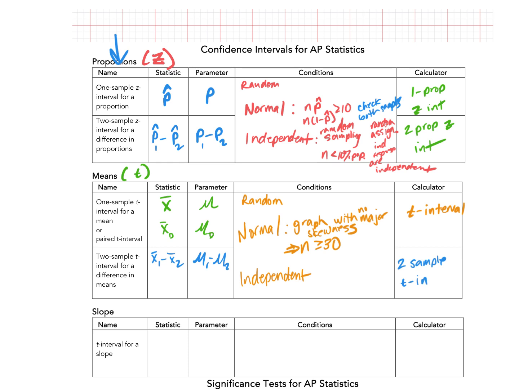And again, anything two-sample, you've got to check for both samples. One sample, you just check the conditions. Two sample, you check the conditions twice, once for each sample.